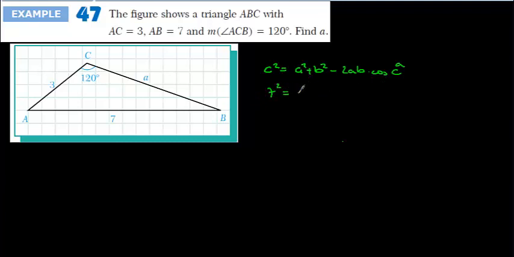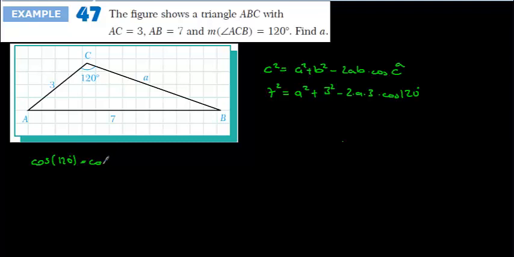7 squared is equal to a squared, we don't know, plus b squared, which is 3 squared, minus 2 times a times 3 times cosine 120. Cosine 120 is also difficult for us to find. That's why I'm going to use the reduction formula here.